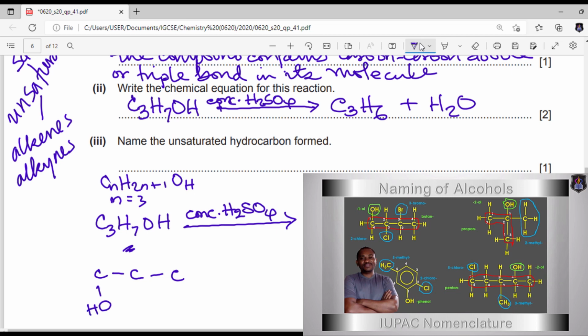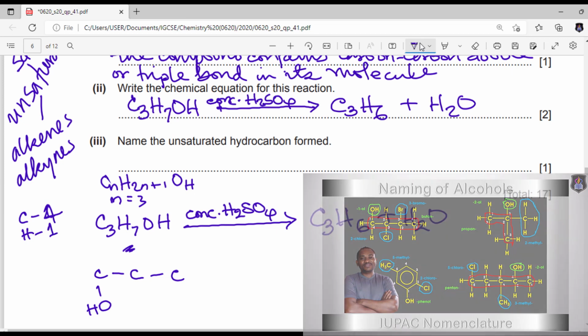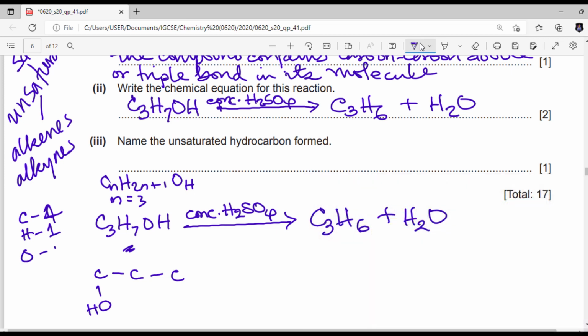And OH 1 means that it's attached to the first carbon atom, right? Remember, when drawing the structure of organic compounds, carbon will always have 4 bonds, while hydrogen will have 1 bond. Oxygen will have 2 bonds. Nitrogen will have 3 bonds.